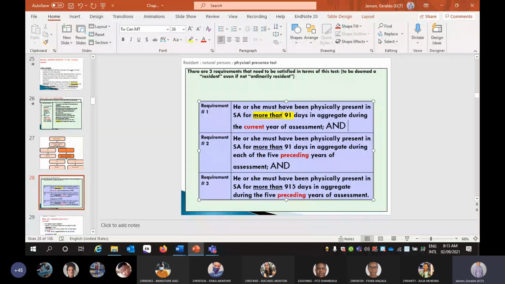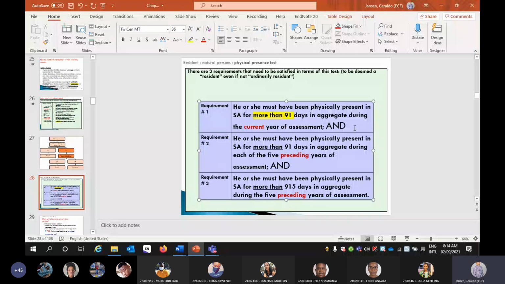We already spoke about half a day being a full day. Remember, we spoke about those things. Okay, let me go back to my requirements. He or she must have been physically present in South Africa for more than 91 days in aggregate. Now guys, in total, I also told you it doesn't have to be consecutive. It doesn't have to be 91 days from 1 March and then 91 days later. The aggregate, the total when you add it, can be 10 days in March, 11 in February, 20 in the next month.